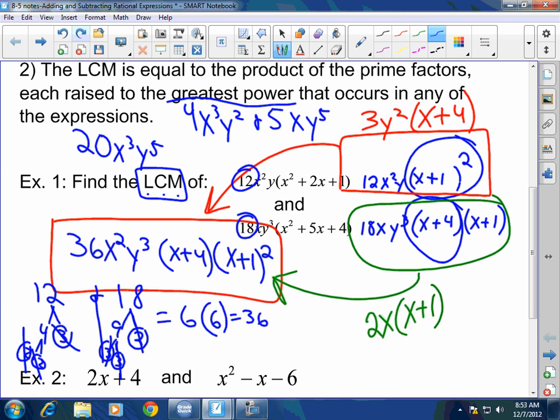Or you could just know your multiplication tables. It's very important to know your times tables here. The LCM is this. This is my answer. All I wanted was the LCM. I'm not adding them together yet.